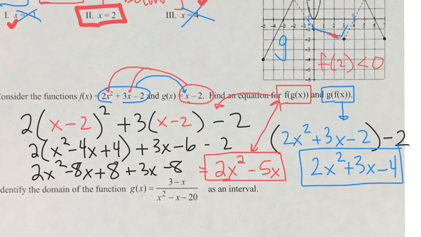Okay, our next one says write the domain of this rational function as an interval. So hopefully you know with rationals, your denominator cannot be 0. So whatever numbers make the denominator 0 have to be excluded from our work here. So hopefully you see this as a factorable quadratic, and the numbers that multiply to give you -20 and add to give -1 are -5 and +4. Bless you.